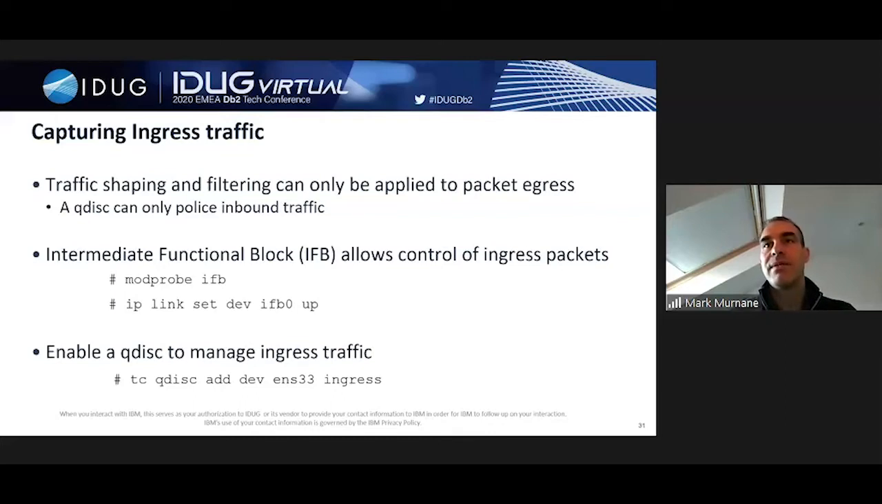The next step before we can make use of the IFB device is to configure a queue disk that can process the ingress traffic through the network adapter. In this case, what we do is we create a queue disk on our inbound network device, which is ens33. And we create this queue disk to manage its ingress traffic.